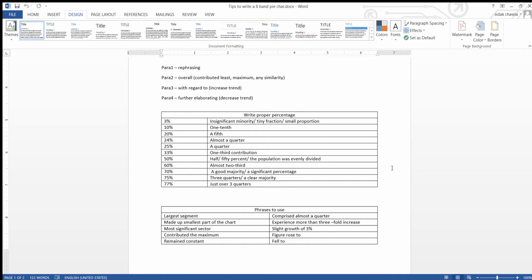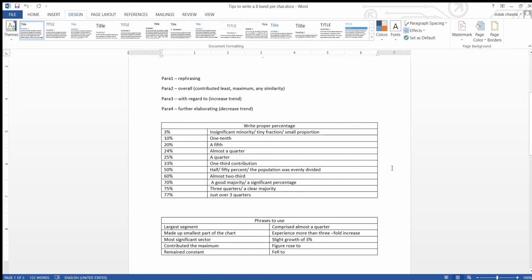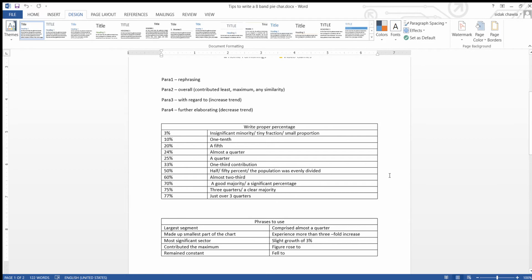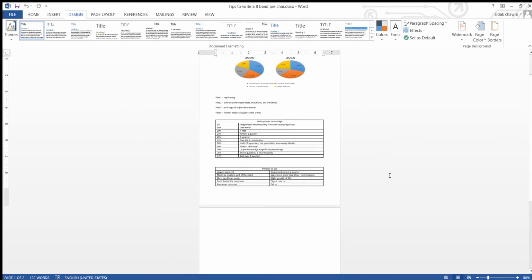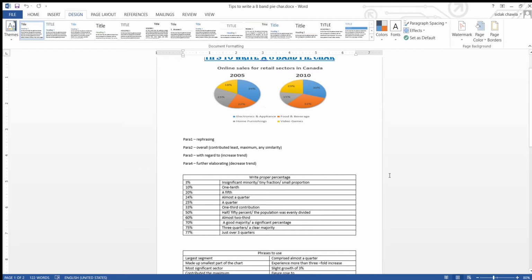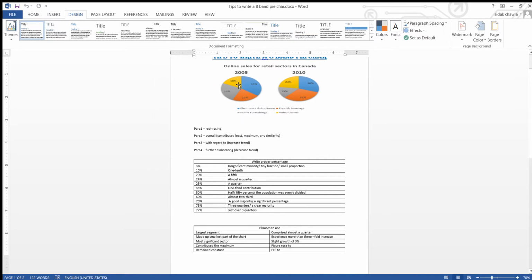This is a good phrase, like just over, well under, well over. Okay, so after that, there are some other phrases which will boost your band score, and these are the largest segment, comprised of, or consist of, or you can also write made up of. You can also switch the largest segment with the most significant sector, percentage, proportion. For example, in both the years, electronics and appliances made up the most significant sector or contributed the maximum in the sales. Now the second is made up the smallest part of the chart. In 2005, the smallest segment was made up of video games, whereas home furnishing contributed the least in 2010.